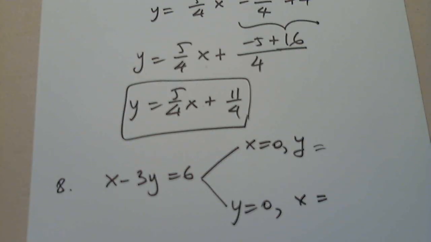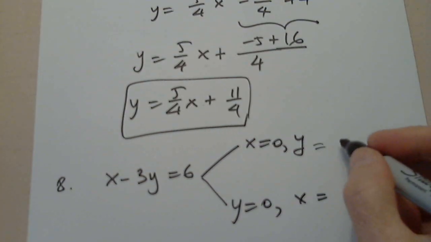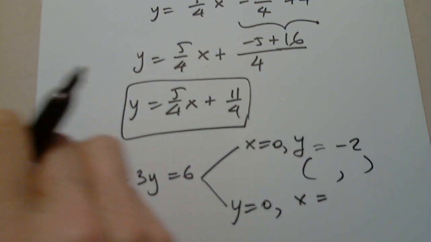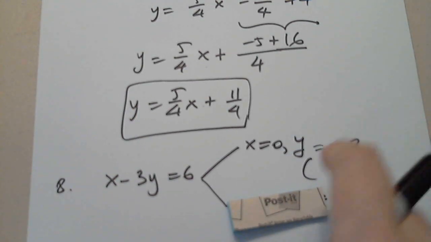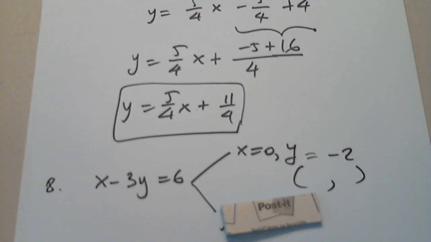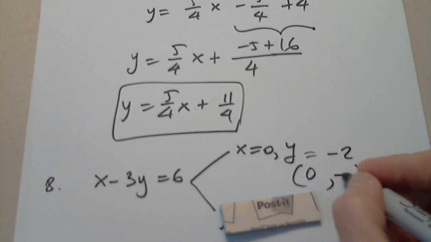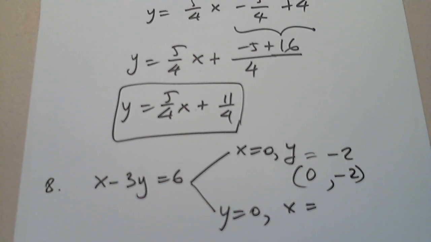When x is 0, how much is y? -2. Yes. Right here, right now, before you move on, I shouldn't even write this because some students combine these two somehow. You cannot do that. So let's see. 0, -2. Indeed. Good. So now we move on to the other point.